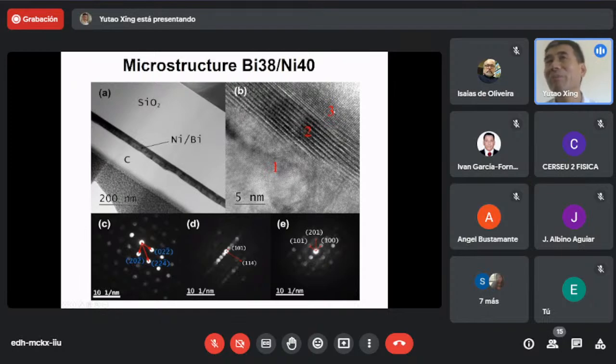Then I gave up on pure bismuth, and started to look for other compounds of bismuth and nickel. We saw there is another compound, nickel 1 bismuth 1, and it was indexed here as nickel 1 bismuth 1. So it is another intermetallic compound of nickel and bismuth.